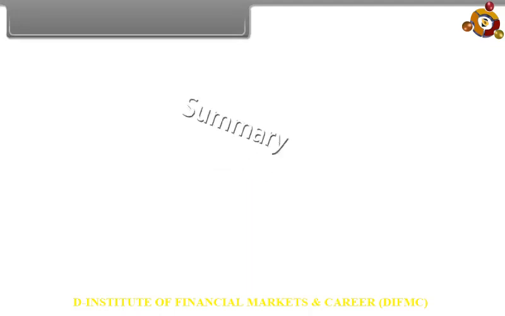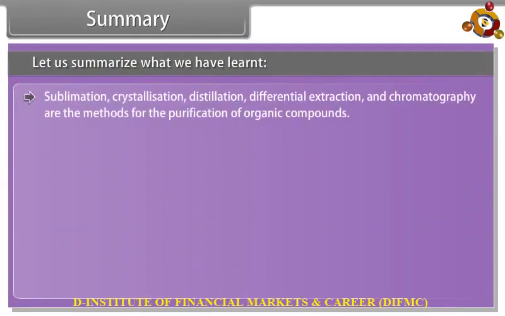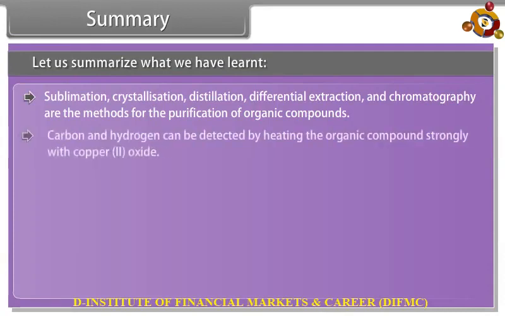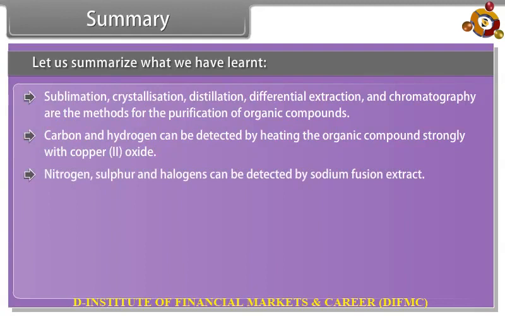Summary: let us summarize what we have learnt. Sublimation, crystallization, distillation, differential extraction, and chromatography are the methods for the purification of organic compounds. Carbon and hydrogen can be detected by heating the organic compound strongly with copper-2 oxide. Nitrogen, sulfur, and halogens can be detected by sodium fusion extract.